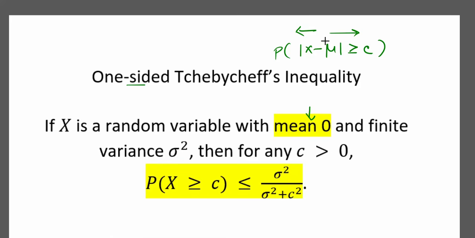So in your original Chebyshev formula, the value called mu will become equal to 0, leading you to x greater than or equal to c being less than or equal to sigma square by sigma square plus c square. So this is your statement of one-sided Chebyshev, and there can be corollaries or outcomes of it which will be useful for us to apply to problems.